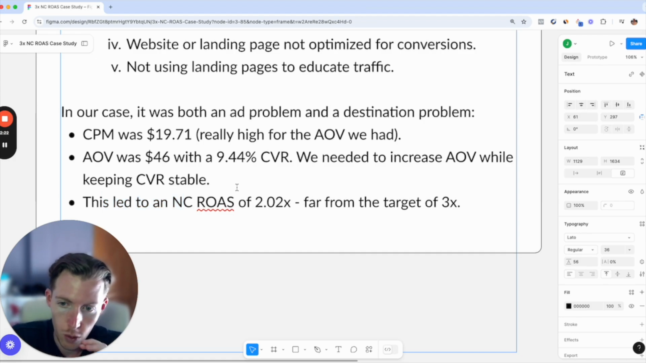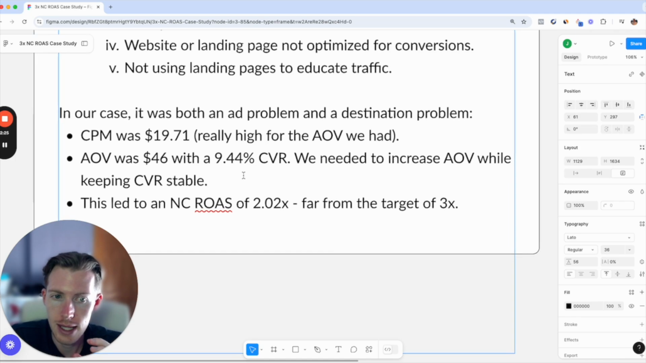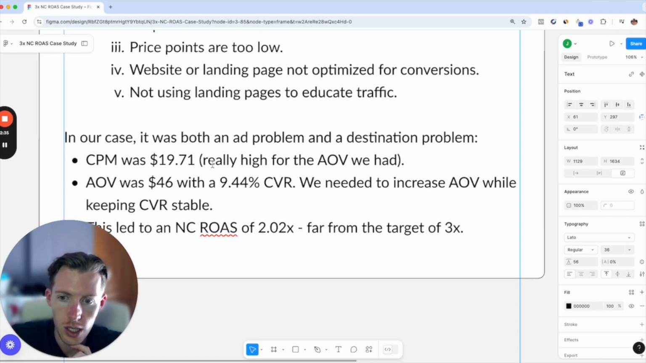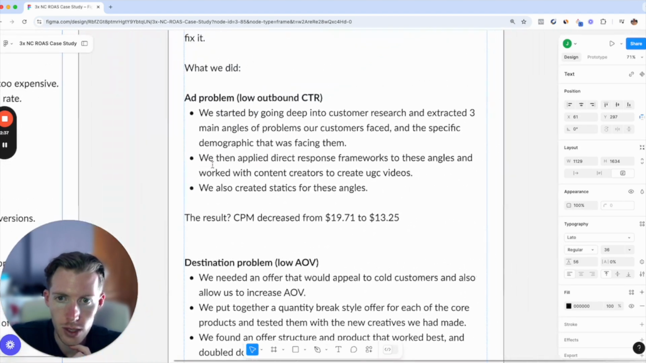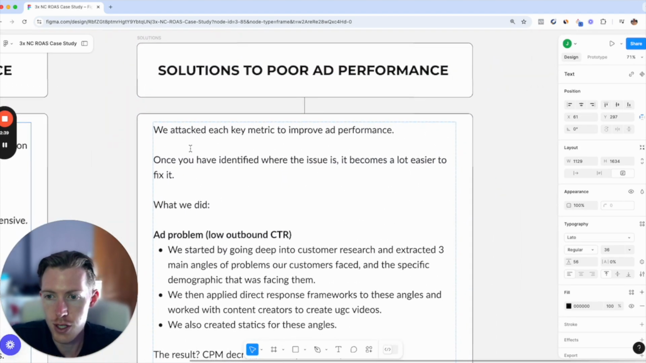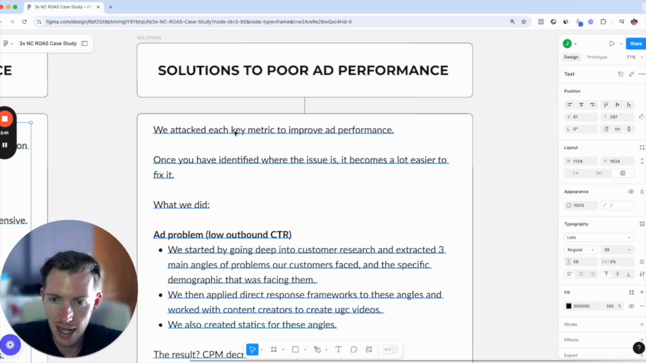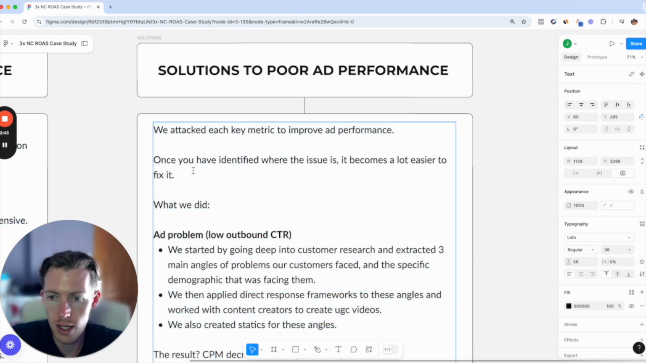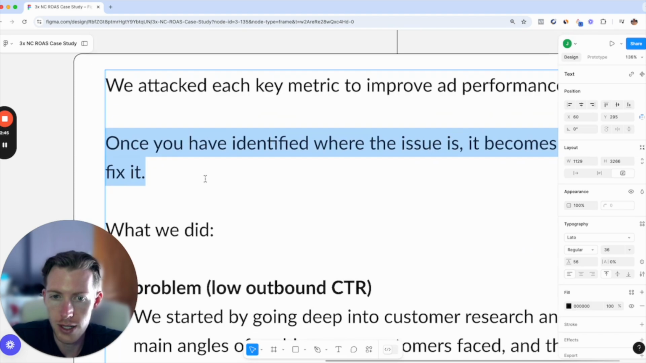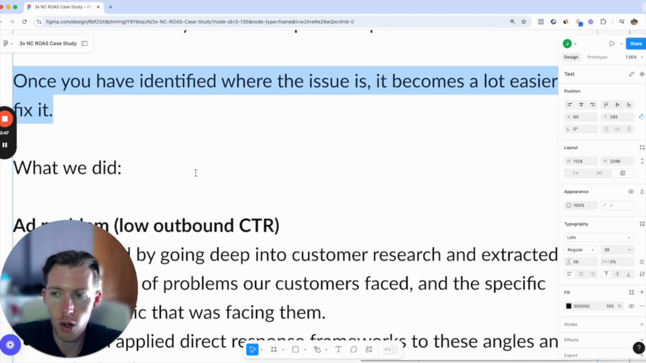So what we did was we identified the two main metrics that we wanted to focus on improving, and then what I'm going to show you is how we did that. Okay, so let's dive into the solutions to poor performance. What we did, as I mentioned, was attack each key metric to improve our performance. And the cool thing is, once you've identified where the issue is, it becomes a lot easier to fix it, right?